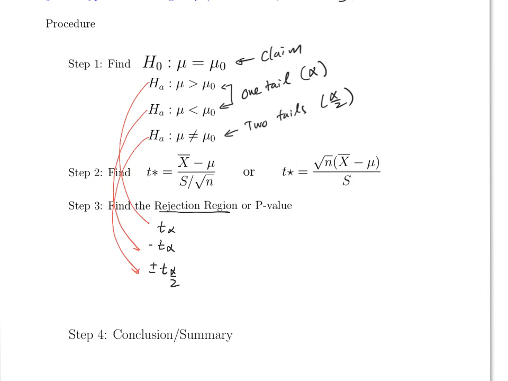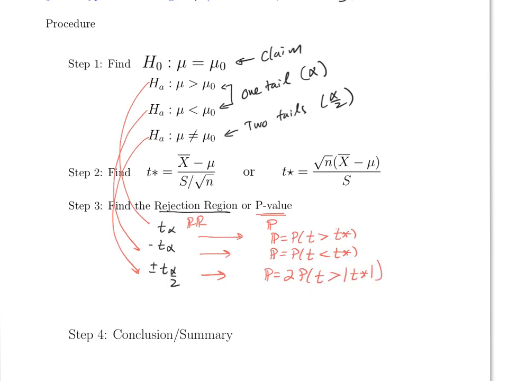Now the p-value, which remember we use one symbol for p-value, and this one for rejection region. If this is the case, then the p-value is going to be the probability that t is greater than t star. If this is the case, it will be the probability that t is less than t star. And if this is the case, just like before, this will be twice the probability that t is greater than the absolute value of t star. Again, it's the same as section 8.1, except that you're going to change z for t.